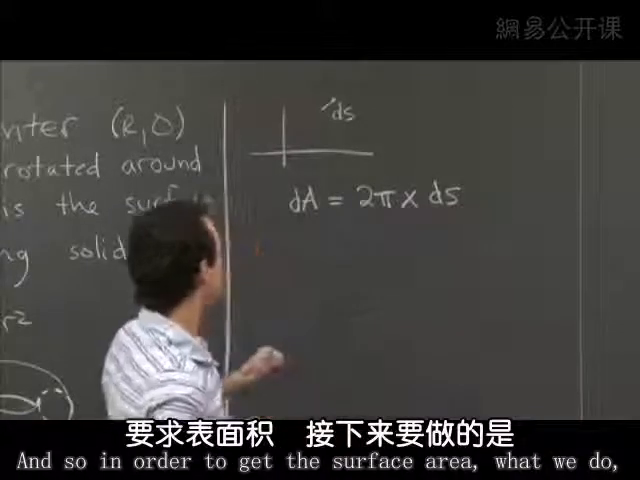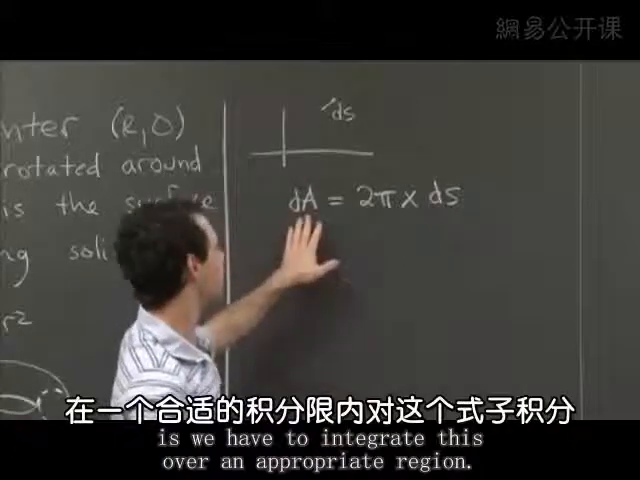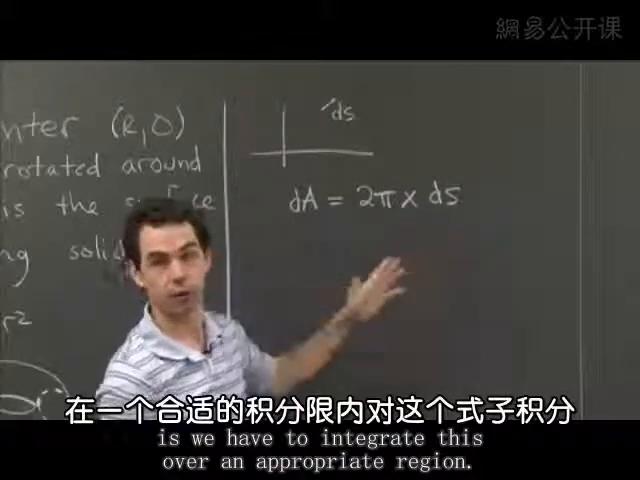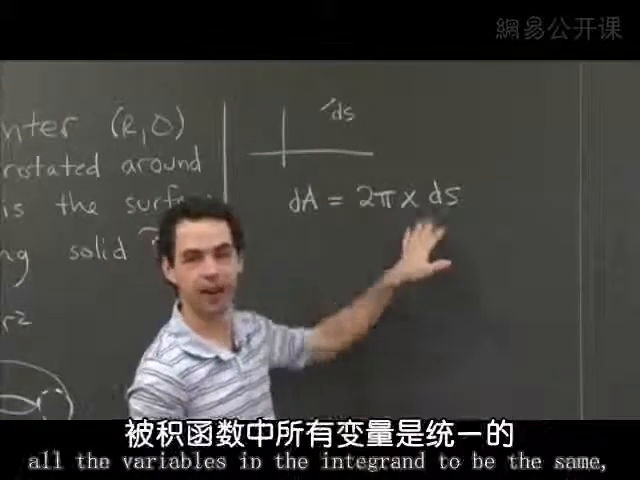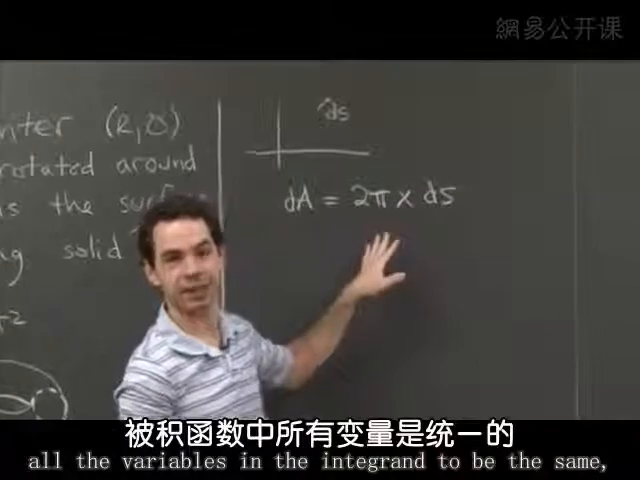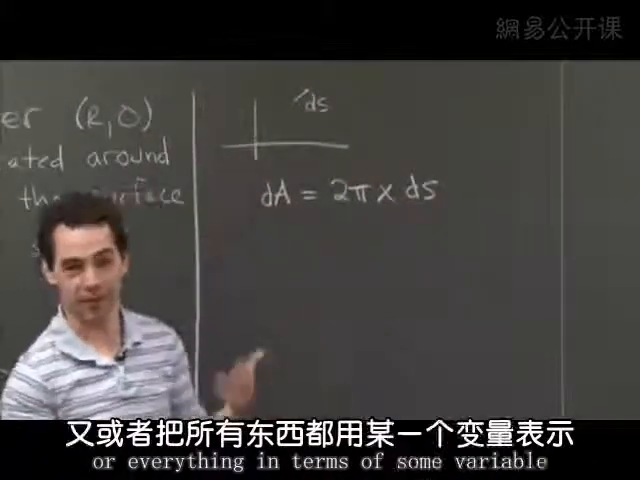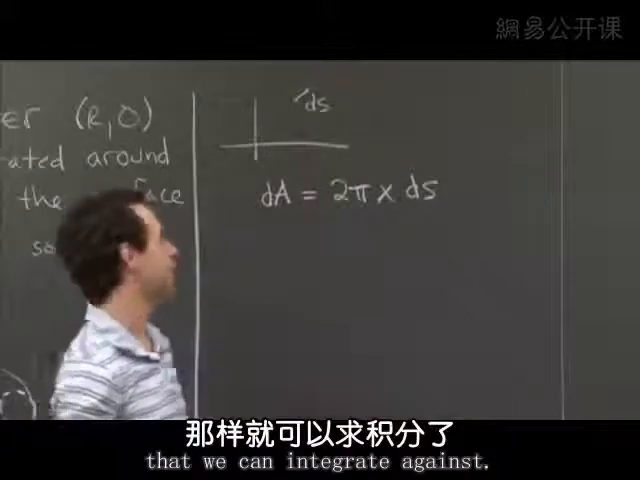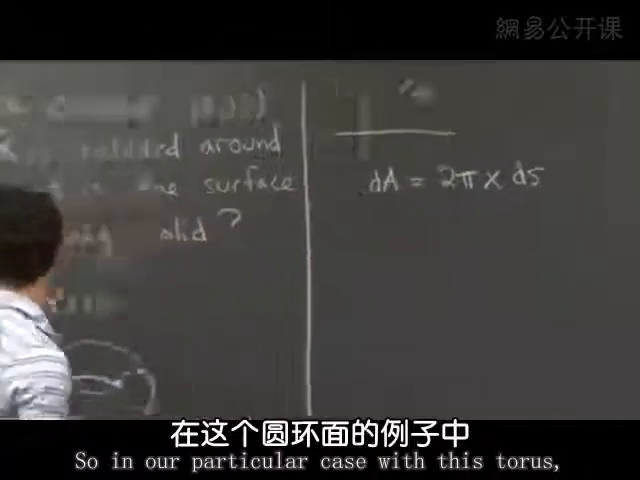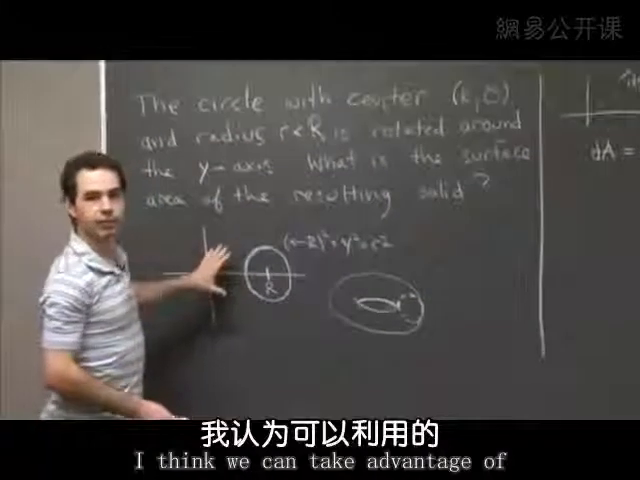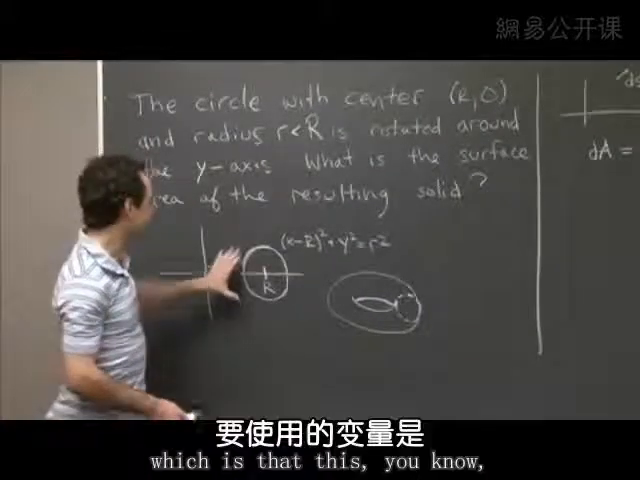And so in order to get the surface area, we have to integrate this over an appropriate region. In order to do that, we first need all the variables in the integrand to be the same. So we need to write everything in terms of x, or everything in terms of y, or everything in terms of some variable that we can integrate against. So in our particular case with this torus, I think we can take advantage of a little bit of symmetry here.